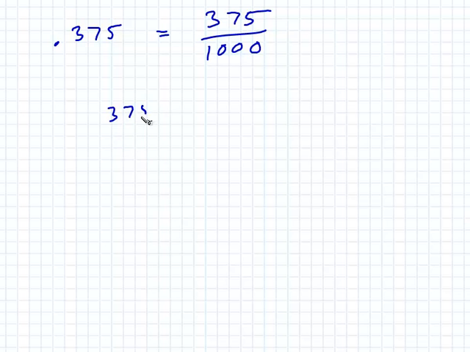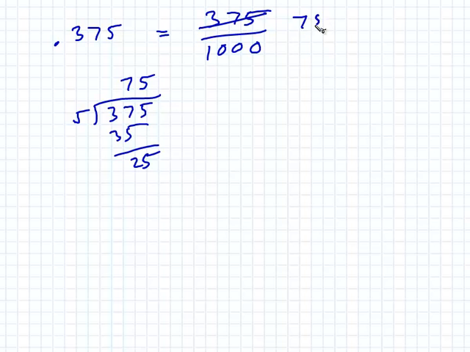Take 375, if I divide it by 5, 5 times 7 is 35. Subtract, I get 2, bring down the 5. 5 into 25 goes 5 times. So if I divide this by 5, I get 75. If I divide 1,000 by 5, 5 goes into 10 twice. And I think you can see it's just going to be even. 200. Okay, so this will be 200.